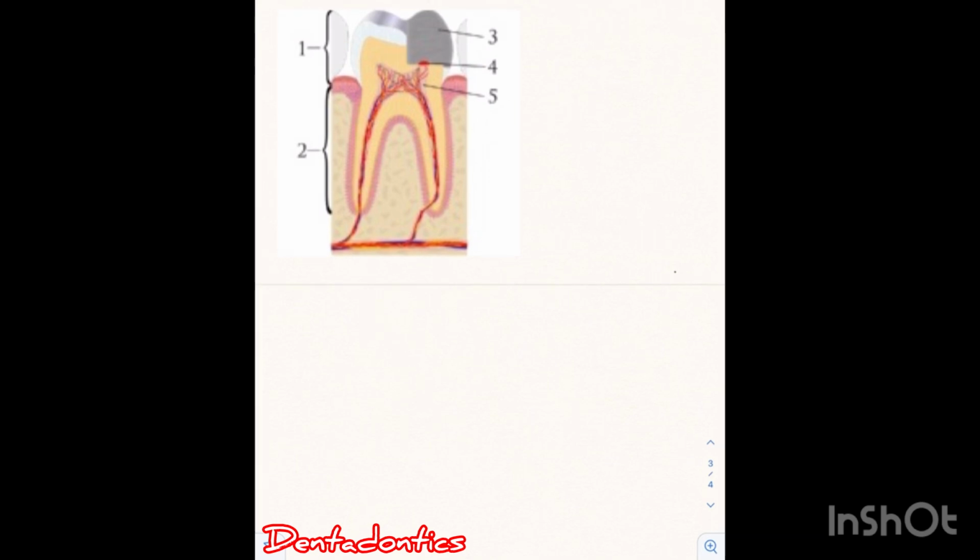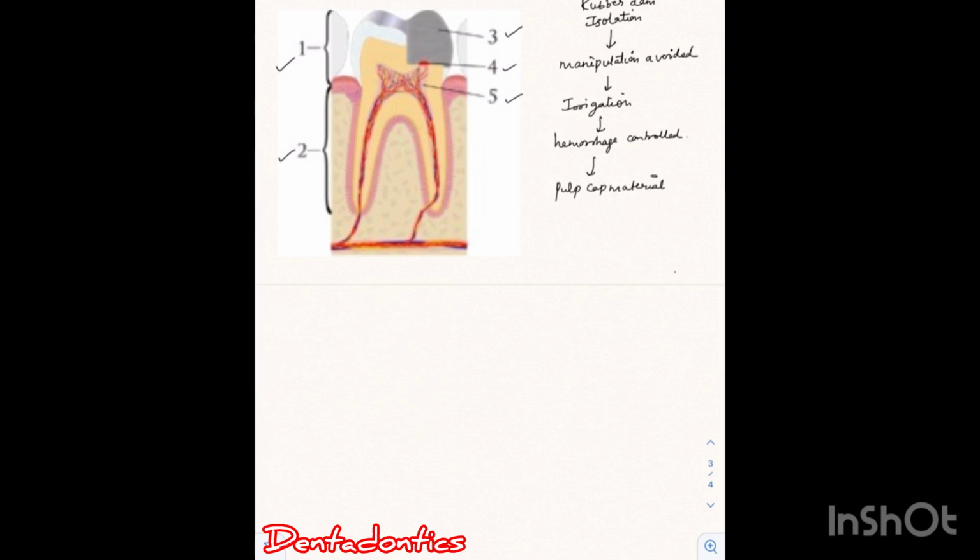Now coming to the various techniques used for direct pulp capping. First, rubber dam isolation should be done of the tooth which has to be treated. If there is a mechanical exposure or a pinpoint exposure, further manipulation should be avoided, and the cavity should be irrigated with saline. Hemorrhage should be arrested with light pressure.